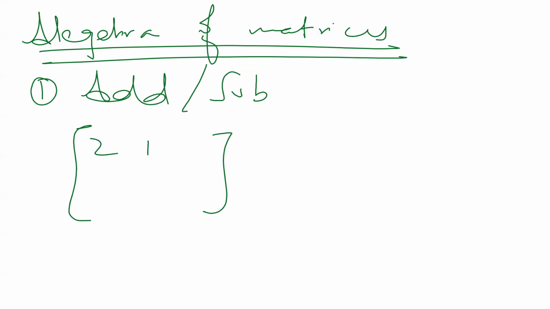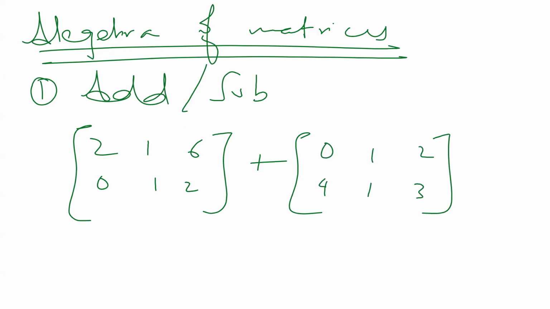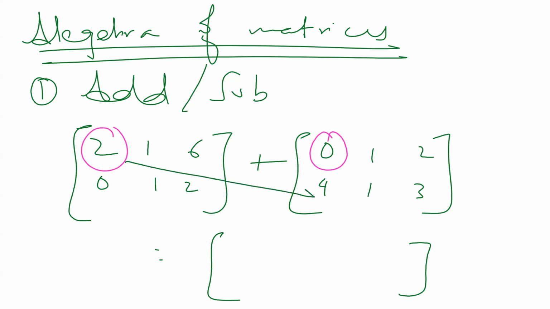For example, are orders of both the matrices same? Yes, sir. That's 2 by 3. So the corresponding elements will be added. So 2 will be added to this 0. You cannot add this to this 4. These are not corresponding elements. Same position elements will be added and subtracted. So this is 2. 1 plus 1, this is also equal to 2.